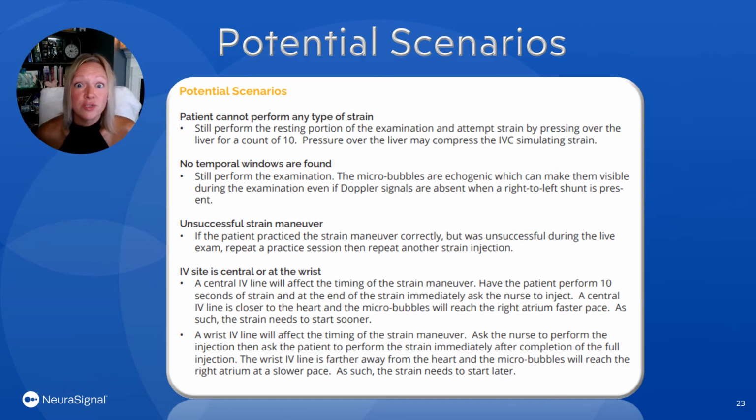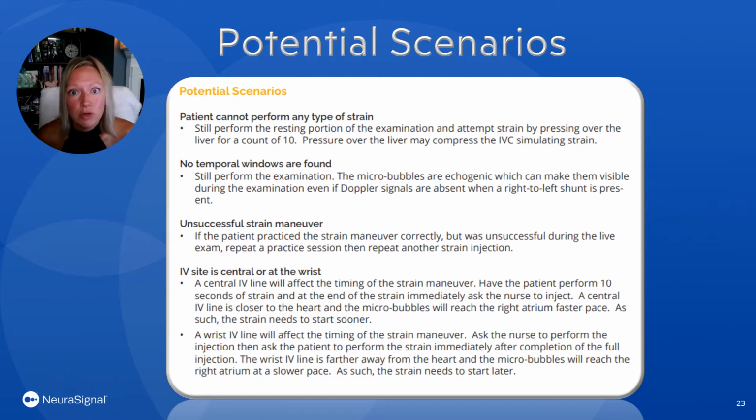There are a few potential scenarios to be aware of. If the patient cannot perform a Valsalva, still perform the resting portion of the exam and attempt the Valsalva strain by pushing over the liver for a count of 10. The pressure over the liver may compress the IVC, simulating a strain.